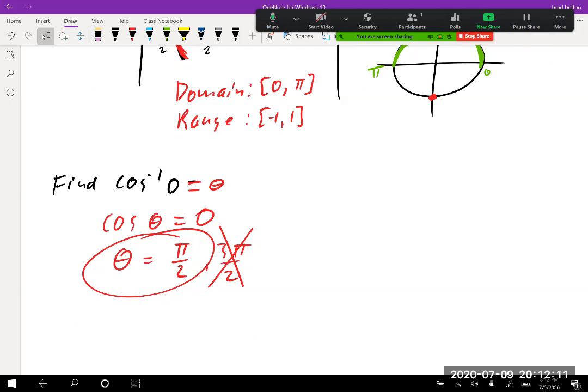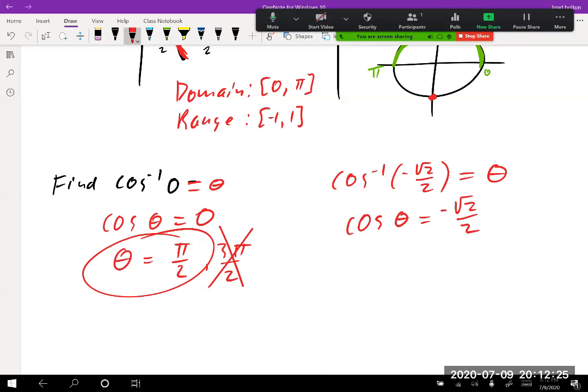Let's look at another one. Let's find the cosine inverse of -√2 over 2. And we're going to say, oh, this equals theta, right? So then if we do this, we say, well, the cosine of what angle would give me -√2 over 2? Remember, that's what the arc cosine is saying. What angle would give you this ratio right here?